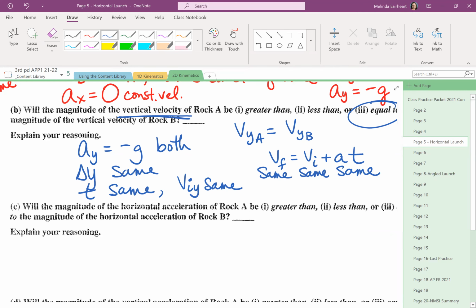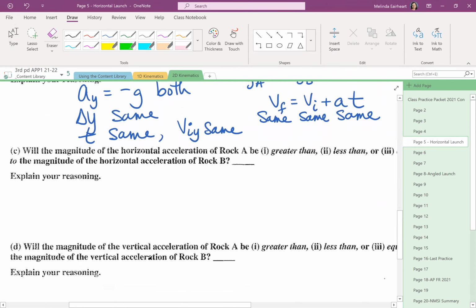Okay. Now what about acceleration? Now, 2 questions. We got horizontal acceleration and vertical acceleration. This one should go really quick because we've already addressed it in the first 2. Tell me about horizontal acceleration. Same. It is the same.